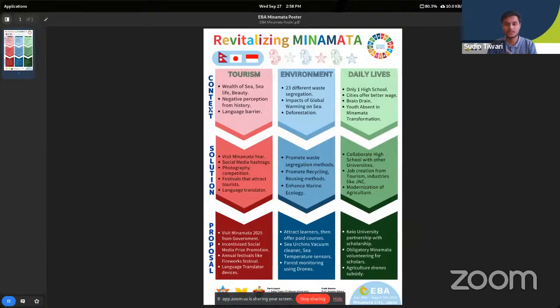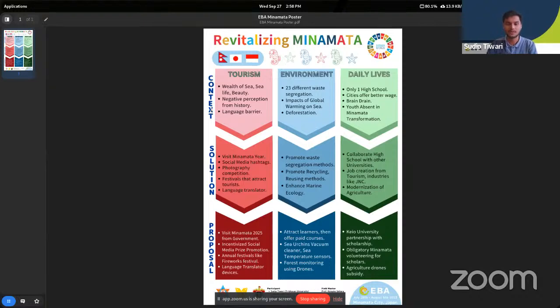The context of tourism is that Minamata has a beautiful wealth of sea beauty, natural beauty, which we also learned from Mr. Morisita. He introduced us to beautiful creatures in the sea. But people have a negative perception of Minamata city due to the history of Minamata disease, and there is also a language barrier which can cause tourists to question themselves twice before visiting Minamata. Our proposed solution for tourism is that the government should incentivize a Visit Minamata year.